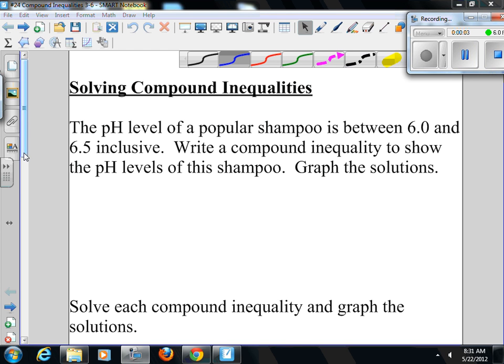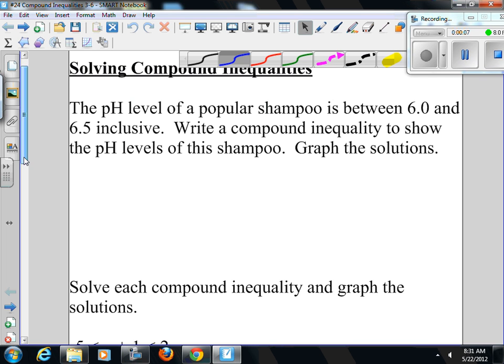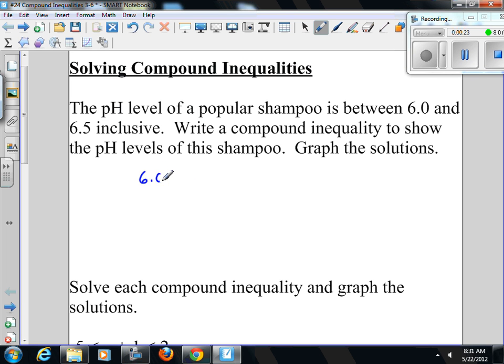In this video, we're going to be talking about compound inequalities. So let's begin. The pH level of a shampoo is between 6.0 and 6.5 inclusive. Write a compound inequality to show the pH levels of this shampoo. Graph the solutions. Well, the lower boundary of the pH level is 6.0, and the upper boundary is 6.5. The word inclusive means that it can also include those numbers.